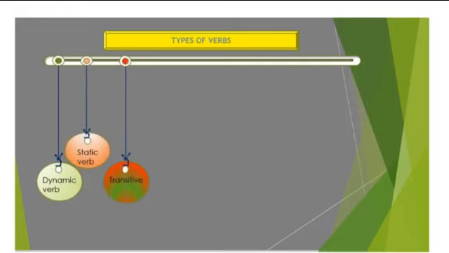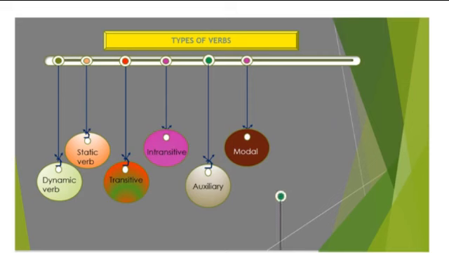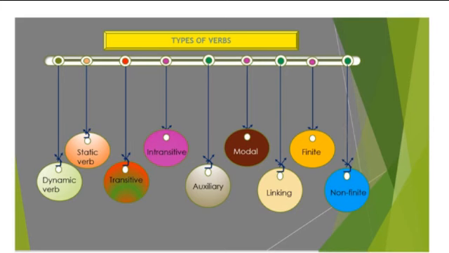We have dynamic, static, transitive, intransitive, auxiliary, modal, and then linking, followed by finite and non-finite. Out of all these types, we still have a few more left, like regular, irregular, and so on. But this particular video is about dynamic and static. Static is also known as stative verbs.